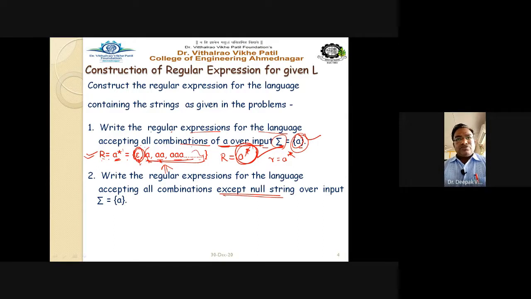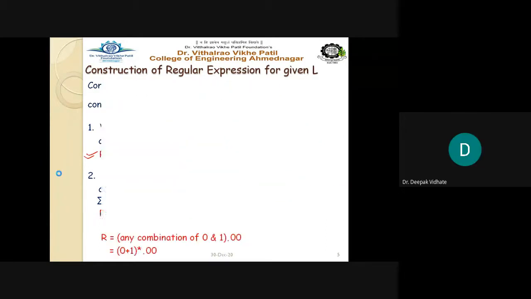So what we have to do here? You know that it is nothing but your positive closure. It is represented with the help of your positive closure. So I can have R equal to a raised to plus. That is nothing but my positive closure. So R equal to a raised to plus, that is equal to a plus. Excluding your epsilon sign, all other strings are contained in that particular positive closure of a. So this is my regular expression for all combinations except null string over input sigma equal to a, small a. Next example we'll see here.